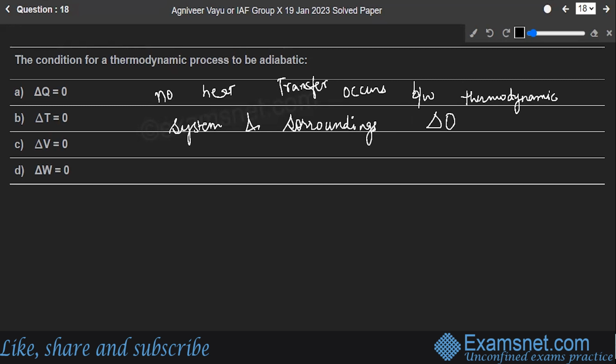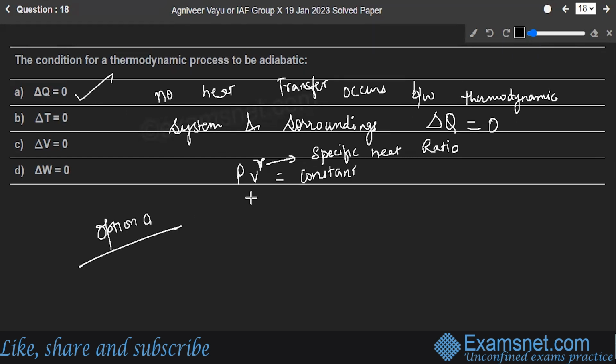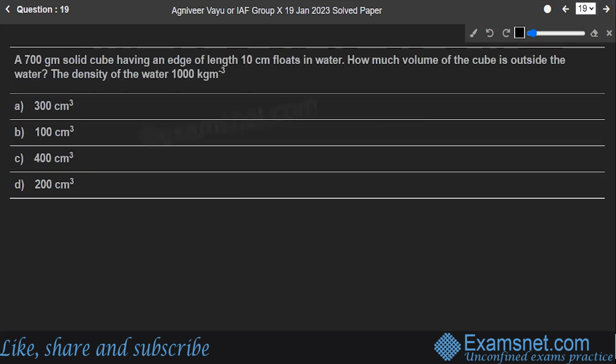That means if no heat transfer is there, that means delta Q is equal to 0. And in that case, PV to the power gamma is constant, where gamma represents the ratio of specific heats. Okay, so that means option A is the correct answer. No heat transfer is there. Therefore, delta Q is equal to 0. Heat remains constant. Next is question number 19.